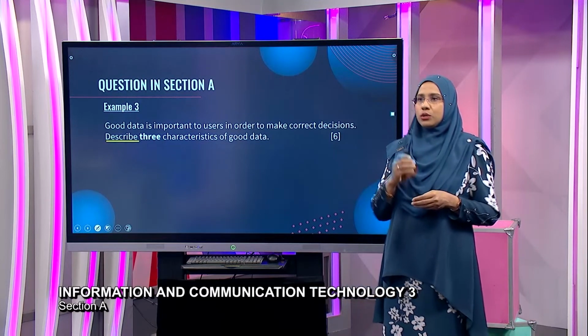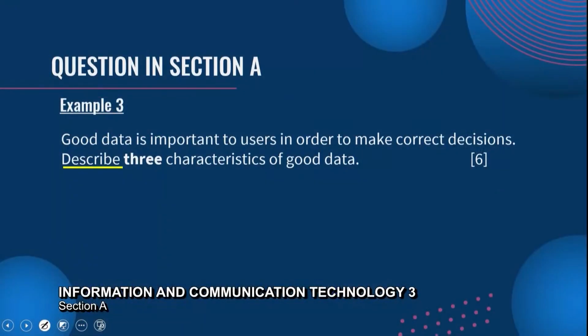Another question. Good data is important to users in order to make correct decisions. Okay, so you are given some information about data. And then the question asks, describe. Okay, describe means a long answer. Three characteristics of good data. Marks given: 6 marks. So we know that it is 2 marks for each.